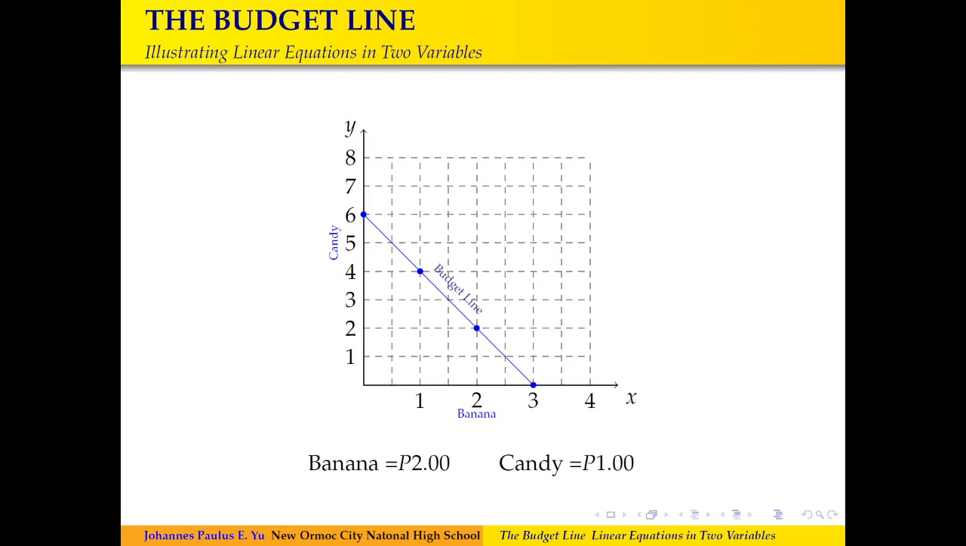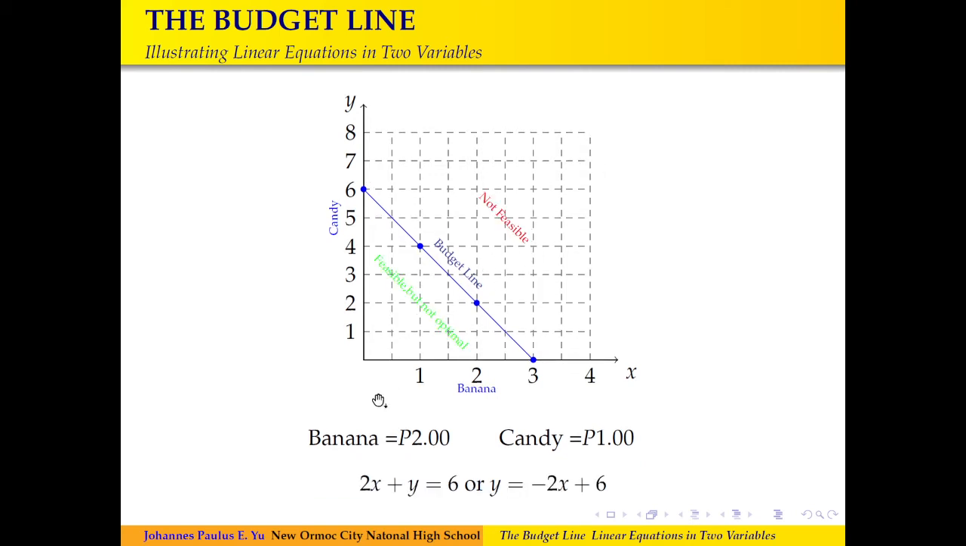Another thing the budget line tells us is that the whole graphical presentation is divided into two regions: the upper bound and the lower bound. What does it mean?